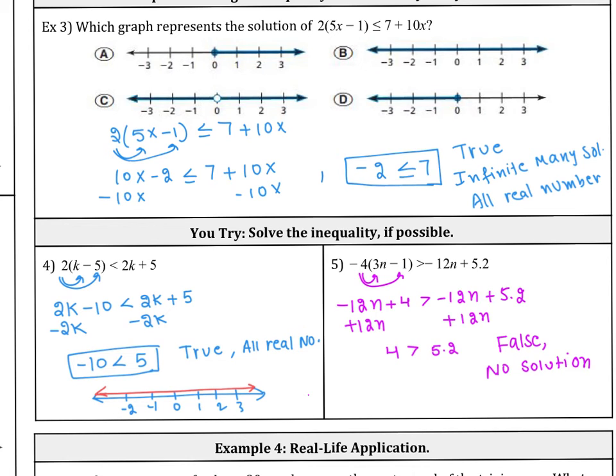For number 5, you're going to distribute -4 inside. So -4 times 3n is -12n. -4 times -1 is +4. Plus 12n on both sides. You cancel the 12n from both sides. 4 is greater than 5.2. Since 4 is not greater than 5.2, it means this inequality is false. So it means there is no solution.